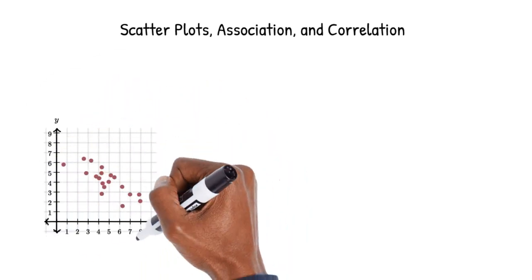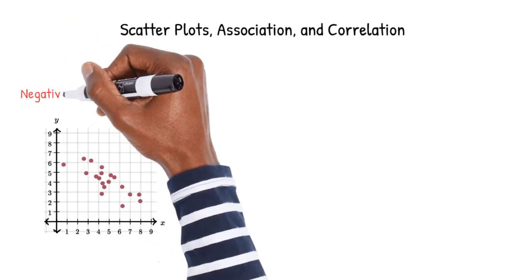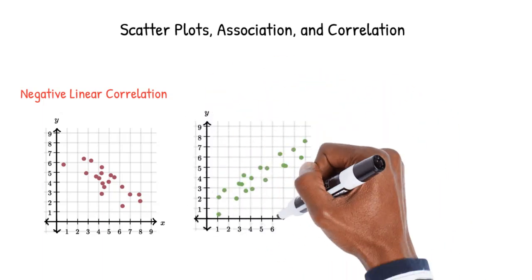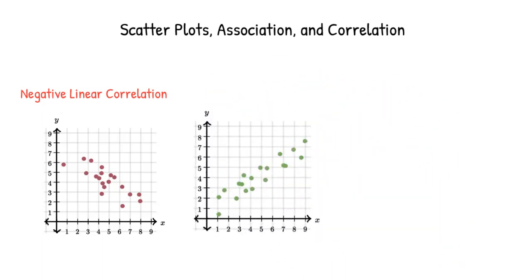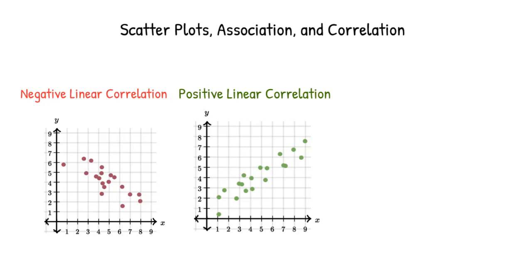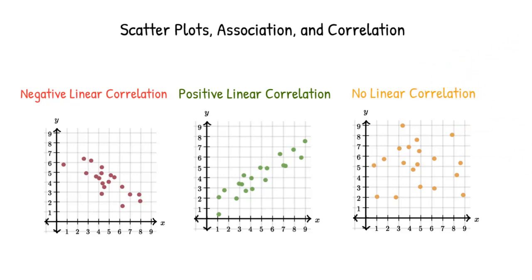Let's look more closely at the types of correlation we will come across. If our points take the shape of a line and have a negative slope, as x increases, y decreases, we say that there is a negative linear correlation. If our points take the shape of a line and have a positive slope, as x increases, y also increases, we say that there is a positive linear correlation. If we cannot identify a trend from our points, we say that there is no correlation.